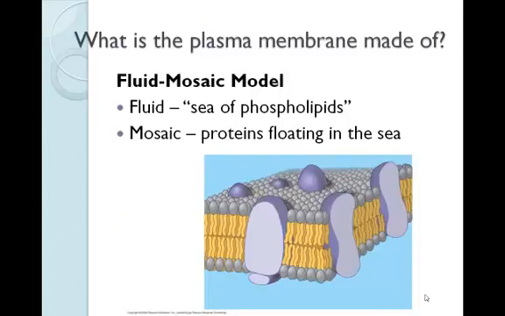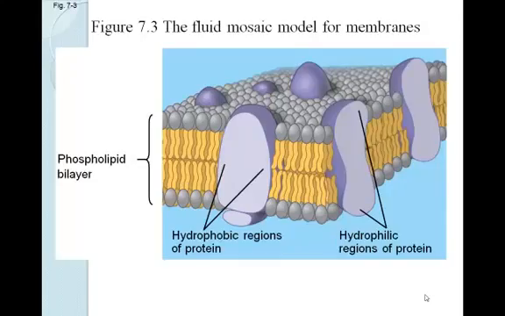The plasma membrane is a fluid mosaic with a fluid sea of phospholipids, and floating in the sea are the proteins. The proteins can move around the membrane, somewhat like icebergs floating in the ocean. This is a diagram of the plasma membrane showing the phospholipid bilayer and the proteins embedded in the membrane. Notice the hydrophilic or water-loving regions of the proteins point to the outside and inside of the bilayer, while the hydrophobic regions of the proteins are embedded in the bilayer.